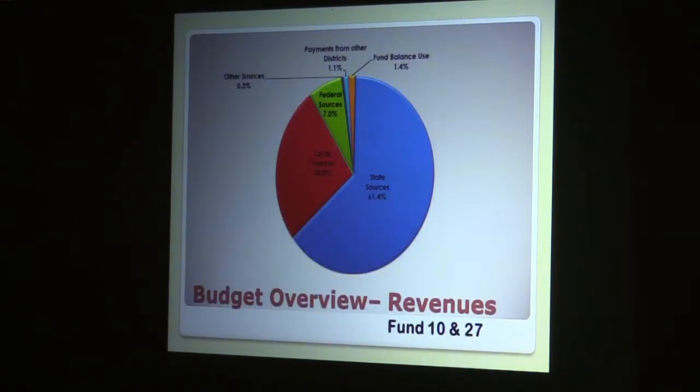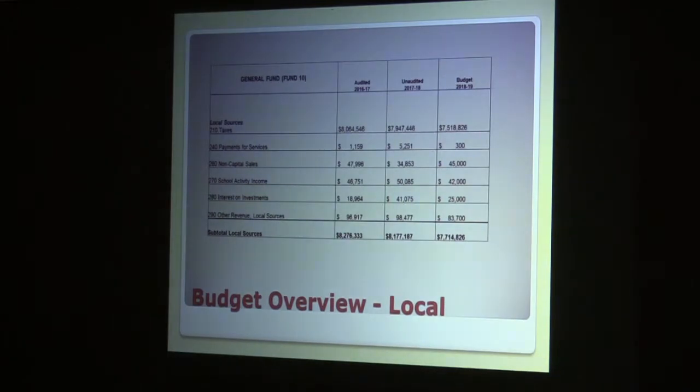Okay. So with the revenues, there's really three sources of income. We've already talked about state and local, and then the other source is really the feds. And I think that represents over 93% of our revenues, and that's really, as a board member or even as a citizen, where our money's coming from. And again, we're looking at funds 10 and 27. So let's take a look at it.